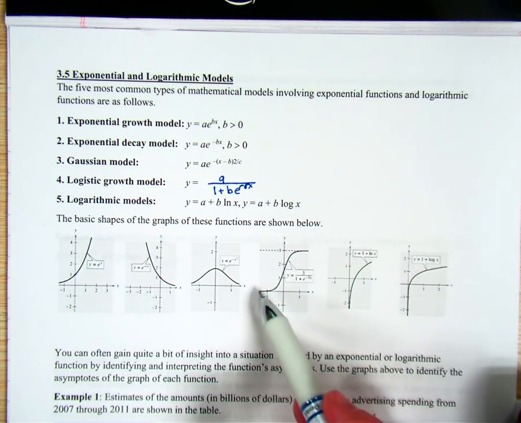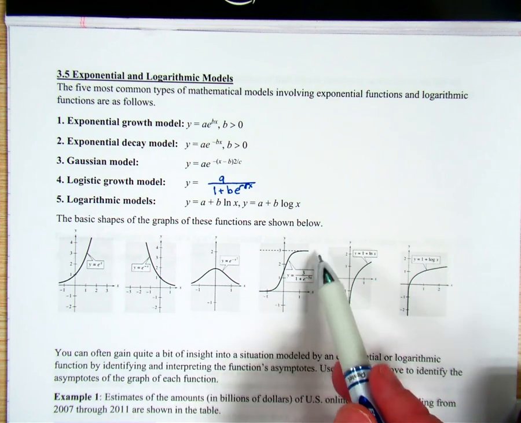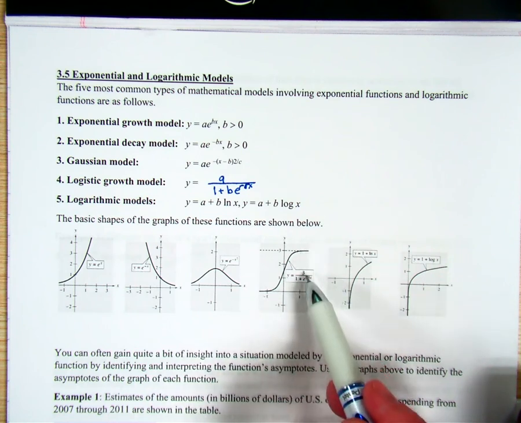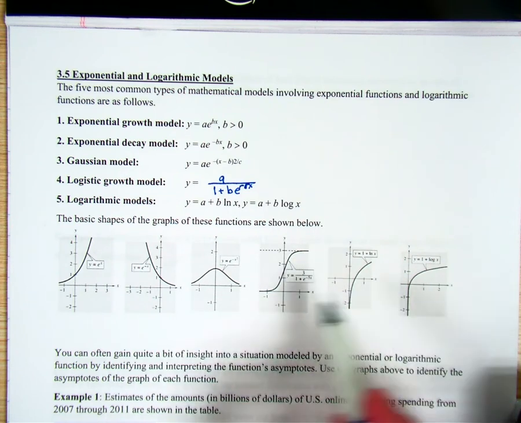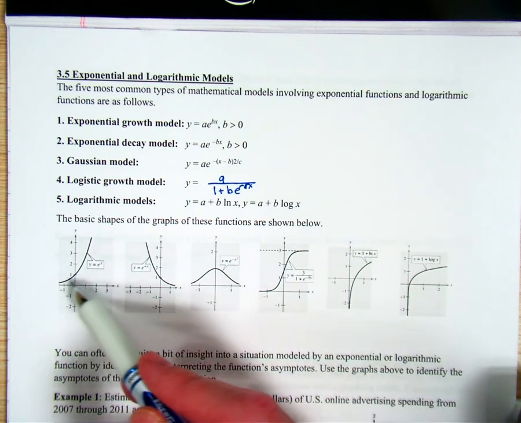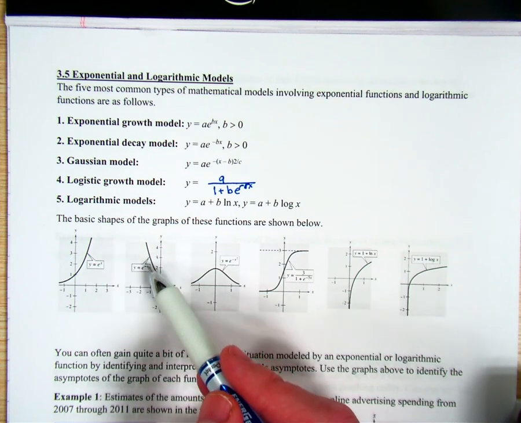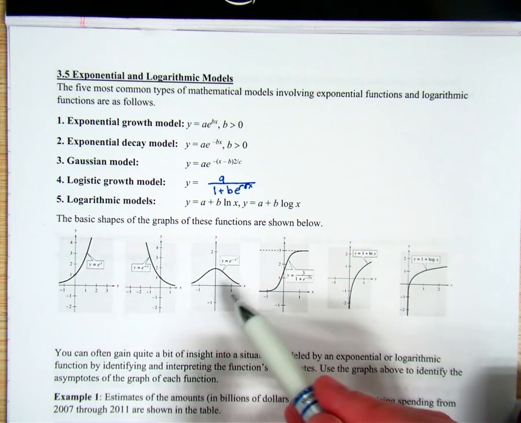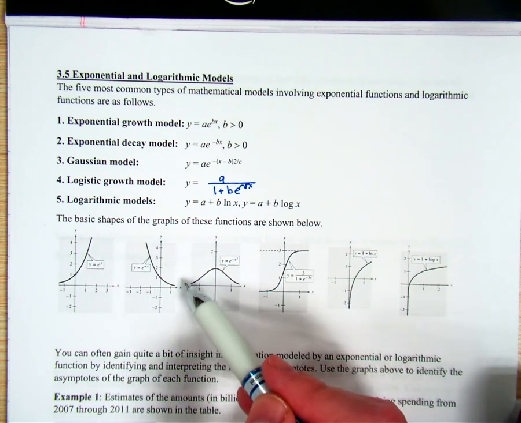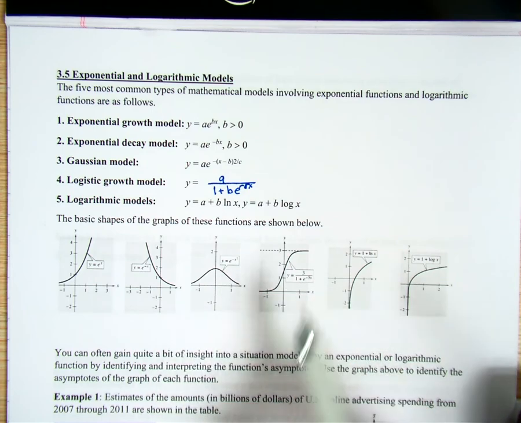So our logistic growth model has a horizontal asymptote down here at 0, and then it will have a horizontal asymptote also at your A value. Exponential growth has a horizontal asymptote at 0 on the left and goes up to the right. Exponential decay has a horizontal asymptote at 0 as you go to the right and goes up forever to the left. The Gaussian model kind of looks like that little roller coaster hill in the middle, or a little normal curve if you've done stats.